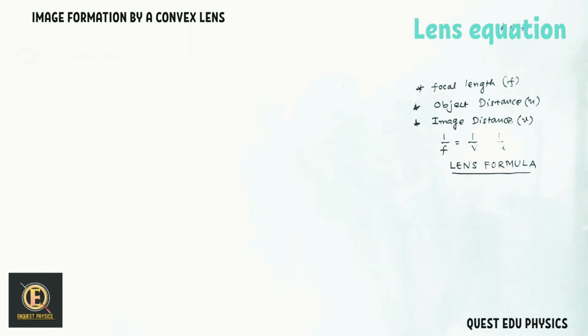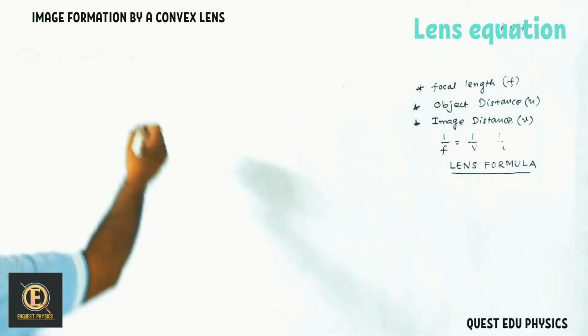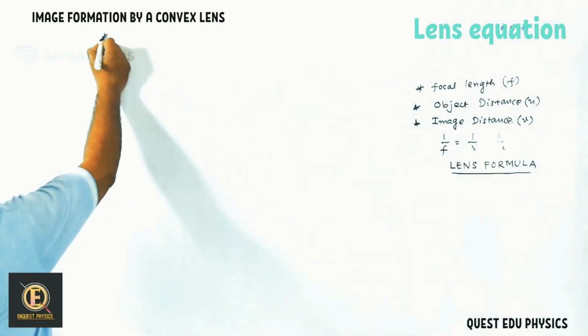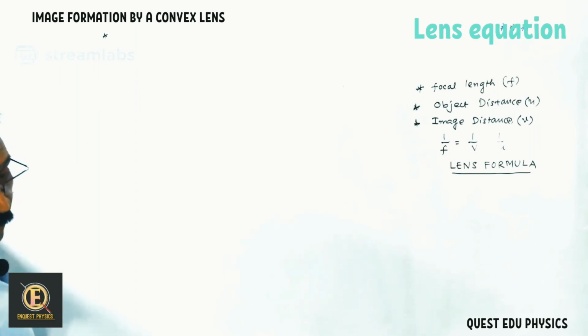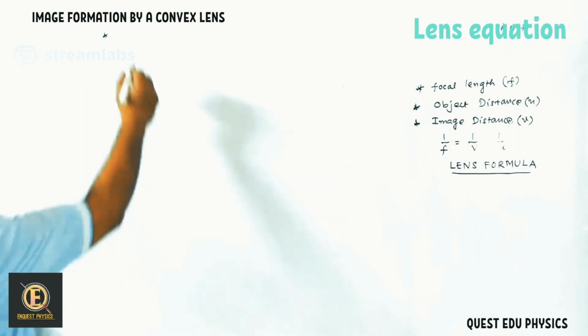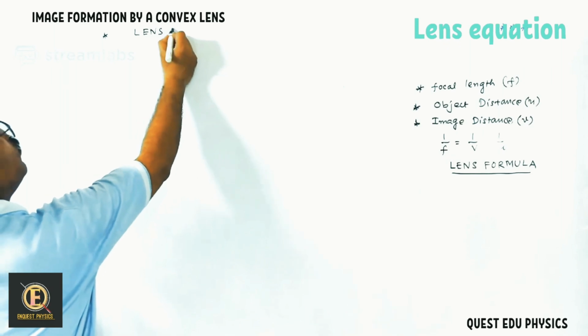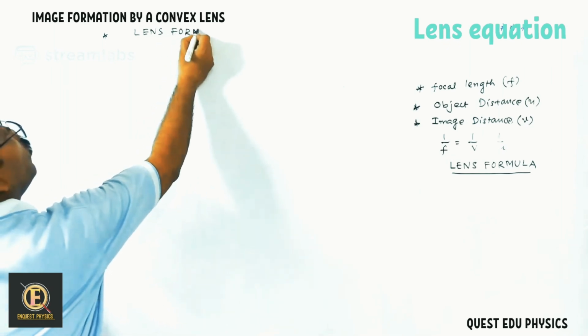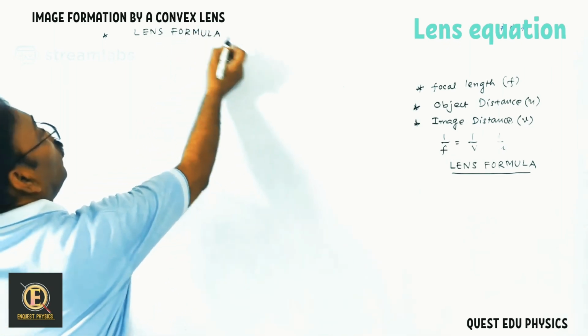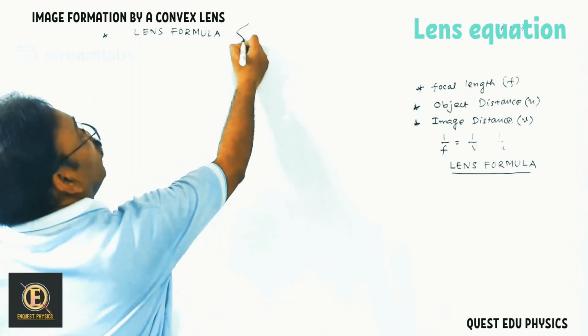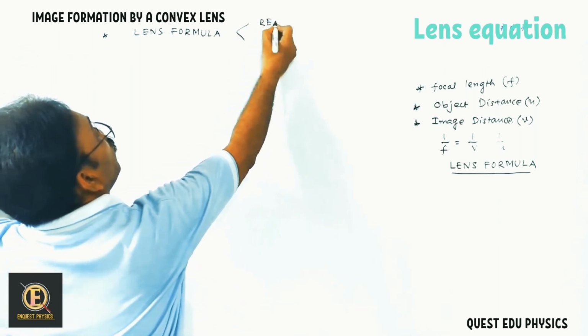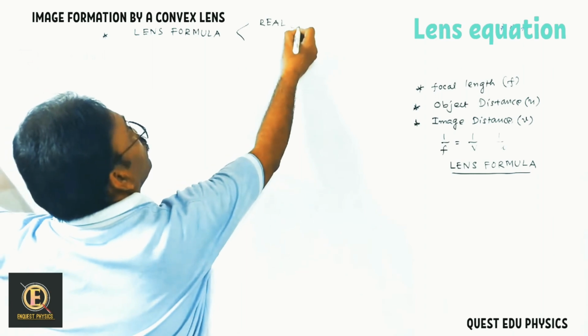Here, what I am writing here: lens formula for real object and real image. Okay, students, it's a real object and real image.